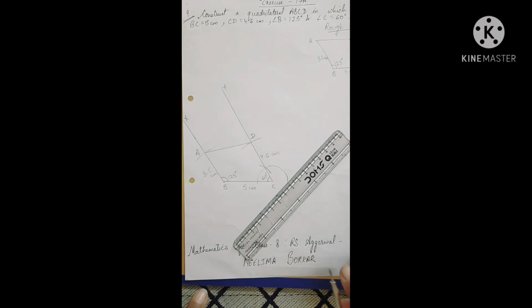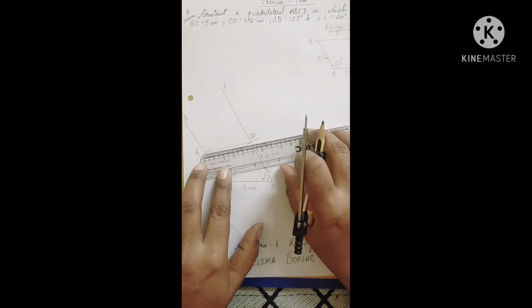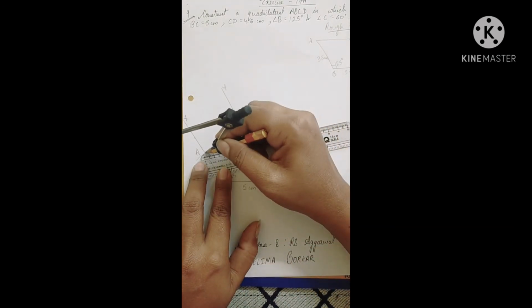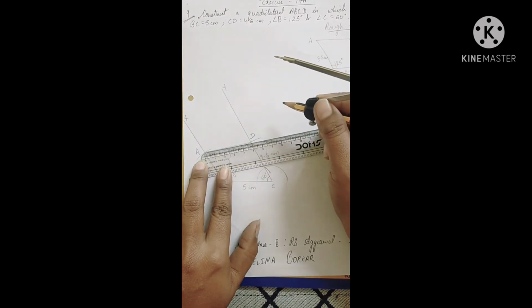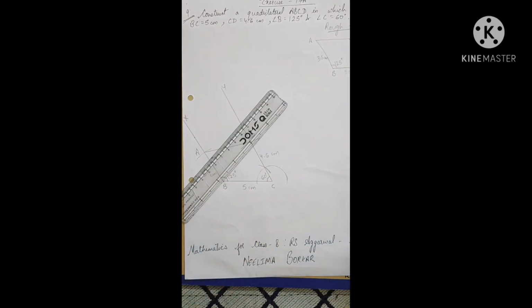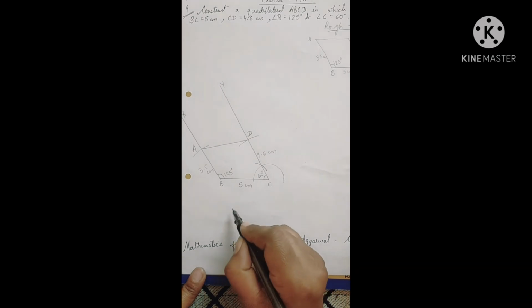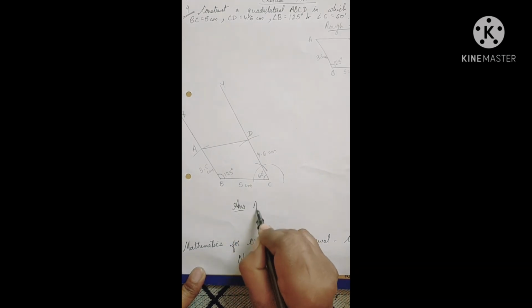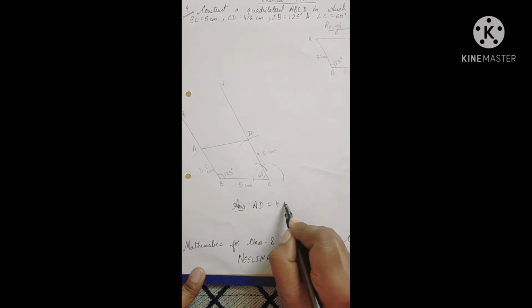Now you can measure the length of AD. When we measure the length of AD, we find that the measurement is coming near about 4.9. So you can write this in the answer. After writing the steps, you can write down the answer: AD is coming to be 4.9 centimeter.